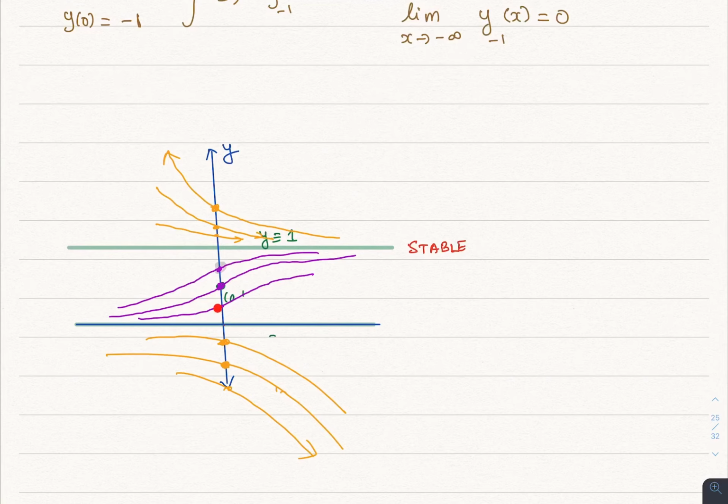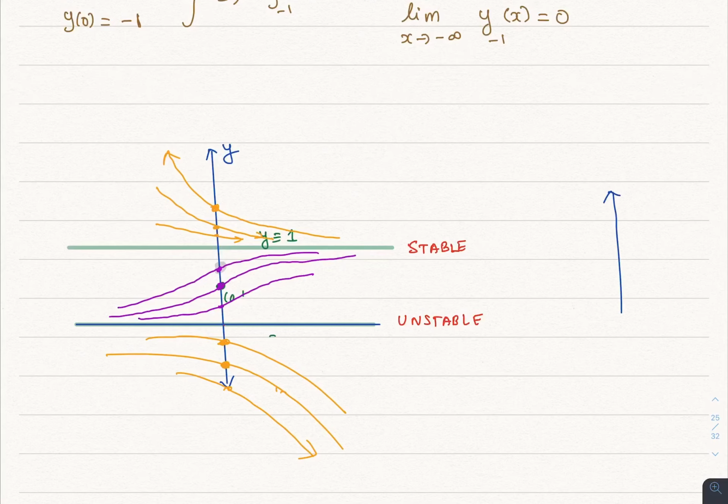And if you take a look at this one, this guy right here, any solution that starts nearby is kind of going away. It's not trying to get to this one. It's going away, right? So this is the unstable equilibrium point.